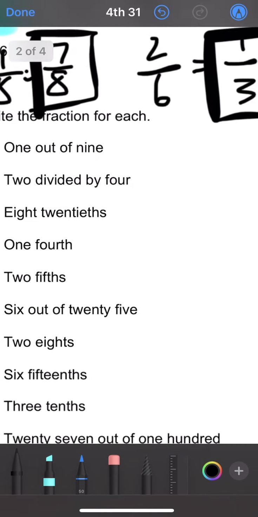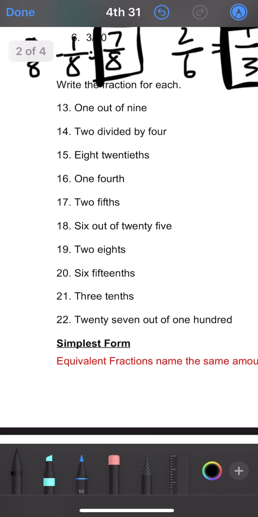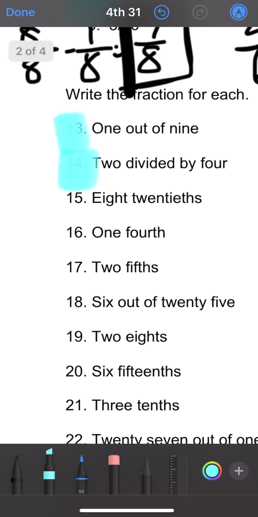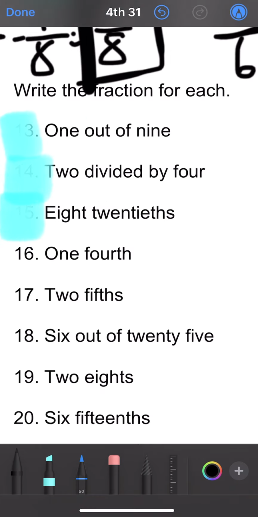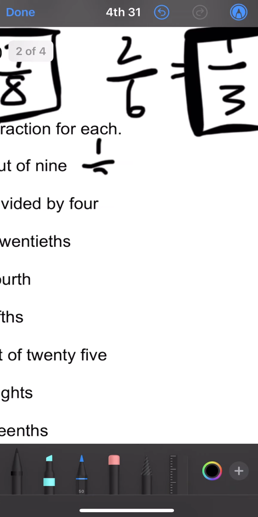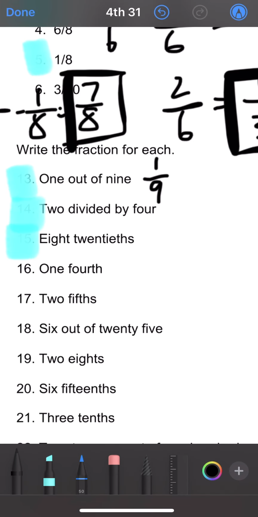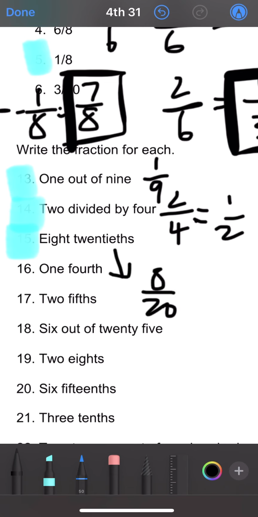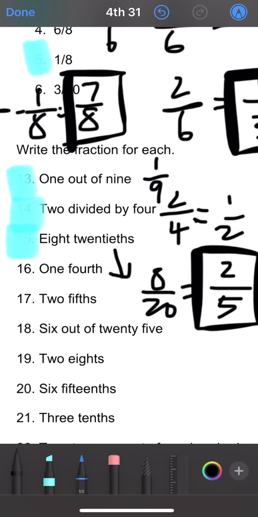Okay. Next, we're going to write the fraction out for each given word form. So I'll do 13, 14, and 15. 1 out of 9 is written like this. 2 divided by 4 is written like this. We can simplify that into a half. And number 15, 8/20. So this is going to be 8/20. And we can, of course, simplify that again into 2/5.